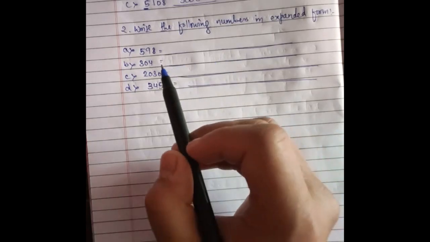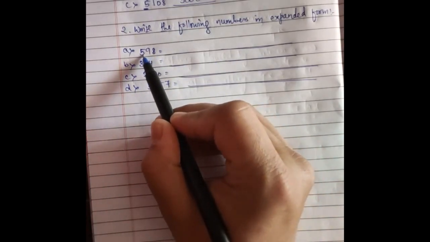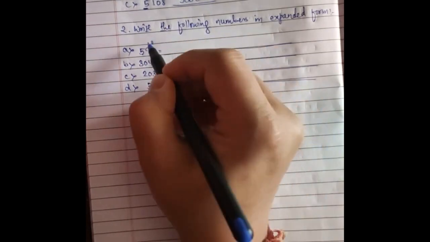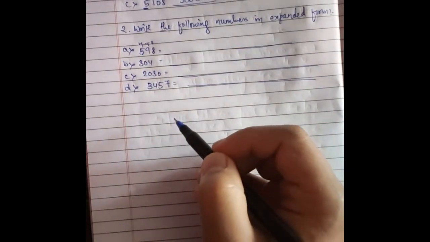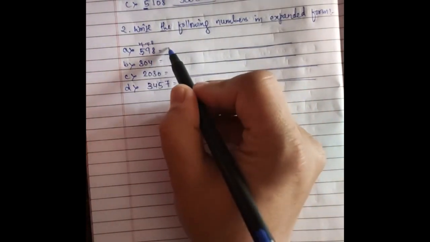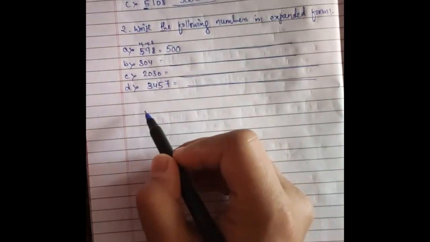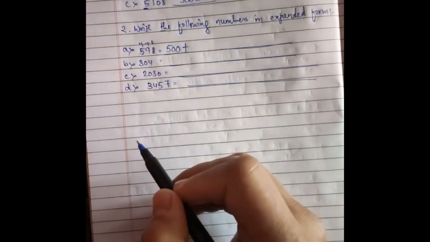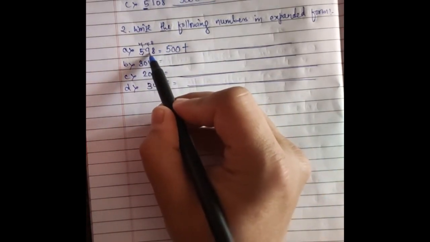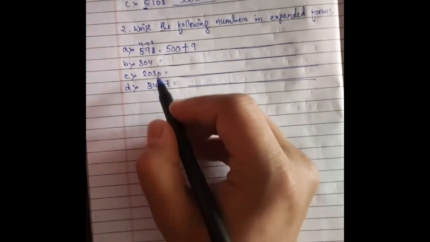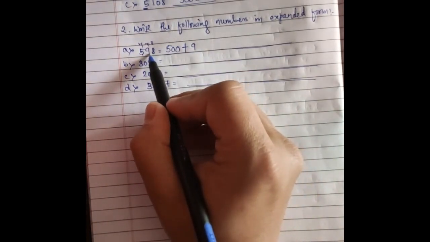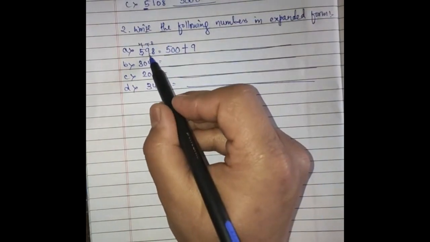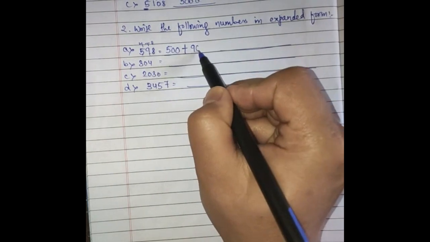All right, so 5 is in which position? It is in 100 position, ones, tens, and 100 position, isn't it? If it is in 100 position, then we have to write 500 first. You are breaking the number, but we will use a plus sign here. After that, which number is there? 9 is there. Write 9. 9 is in tens position, so we have to write 90.